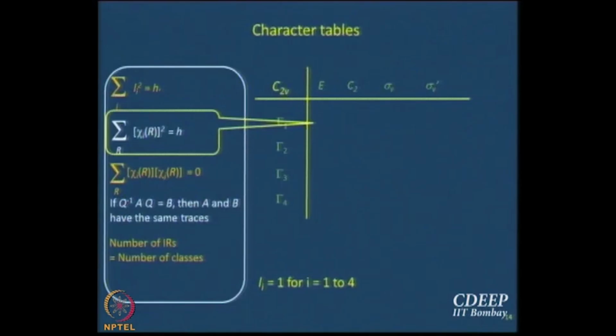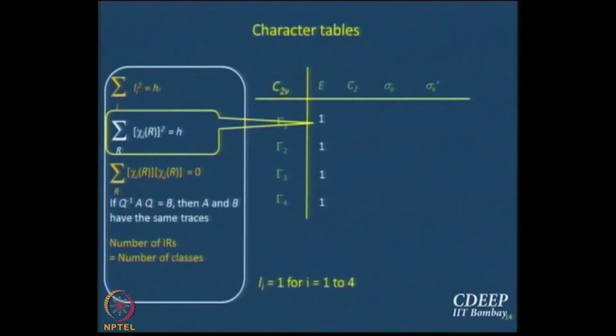What is the next job? I want to know what the characters are, and to do that we are going to use this sum over r of chi_i(r) squared equal to h. In fact, we do not even have to go that far to start with. Can you fill in one of the columns? The first column is not very difficult to fill, right? If you remember, chi_i(E) is equal to l_i. l_i is 1 in all these cases. So, I can write the first column very easily, 1, 1, 1, 1. Okay?